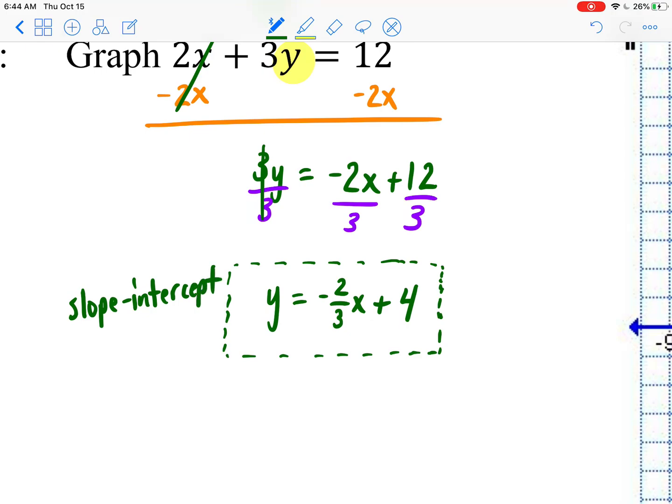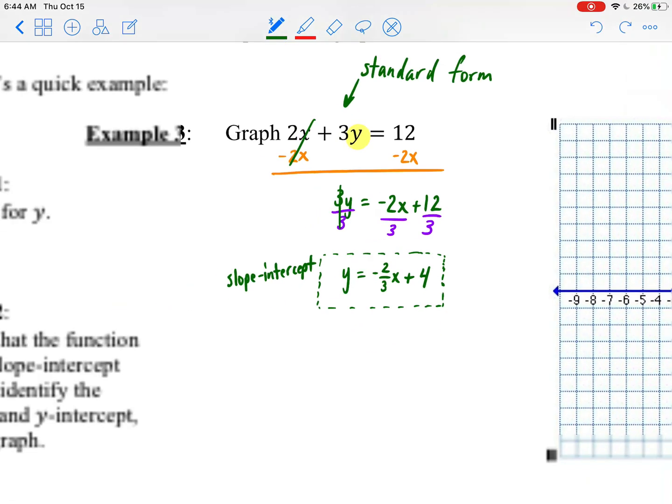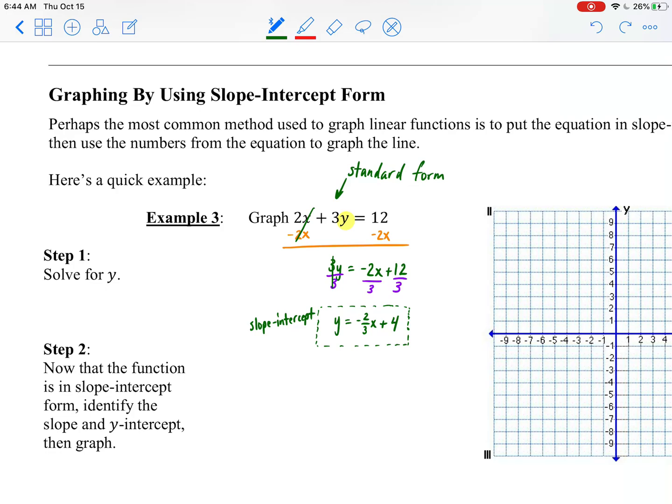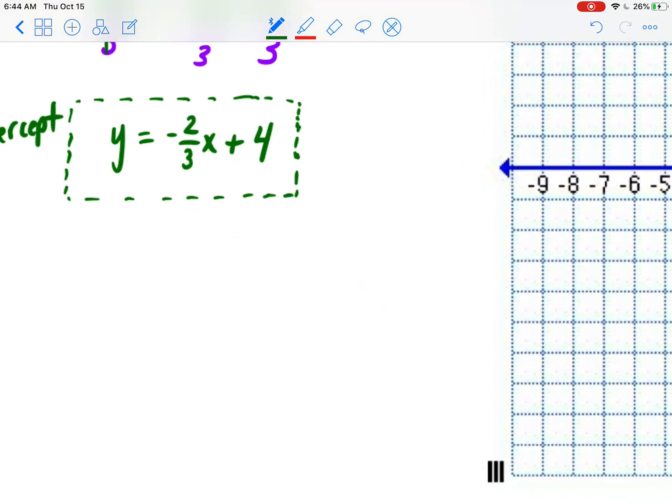You ever think of why we call it slope-intercept? It's because here's the slope and here's the y-intercept. So it's just really creative names that we come up with as mathematicians. Okay, now that the function is in slope-intercept form, identify the slope and the y-intercept, then graph. Okay, so again, just to reiterate, this is your slope right here, and this is your y-intercept.